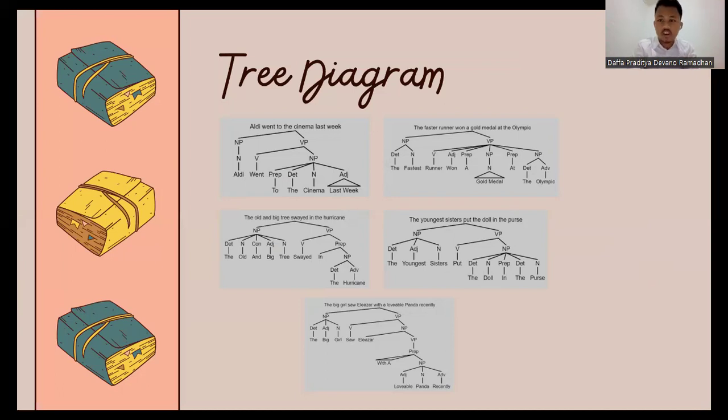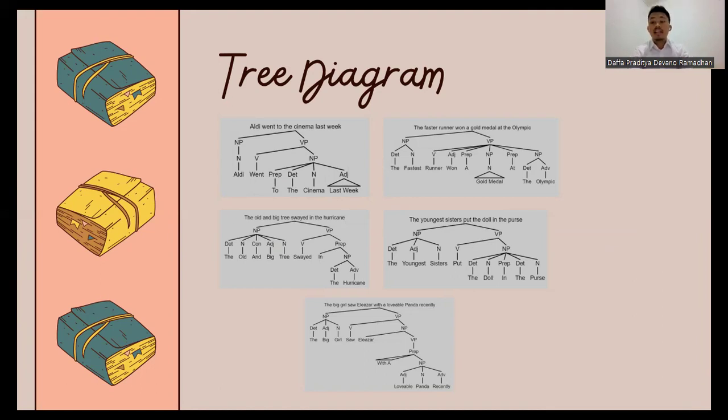So as you can see here, there are the hierarchical constituents, and they have been placed based on their hierarchy places, hierarchy rank, such as Aldi went to the cinema last week. There are NP and VP. The Aldi itself represents the noun. Went represents the verb. To represents the preposition. And then the represents the determiner. And then the cinema represents noun, and then last week represents adjective.